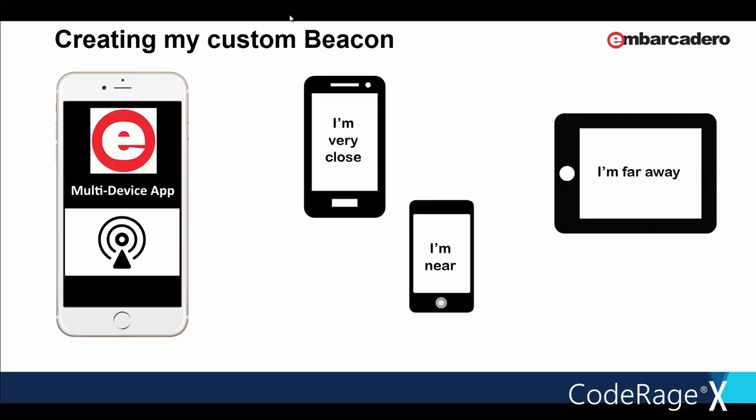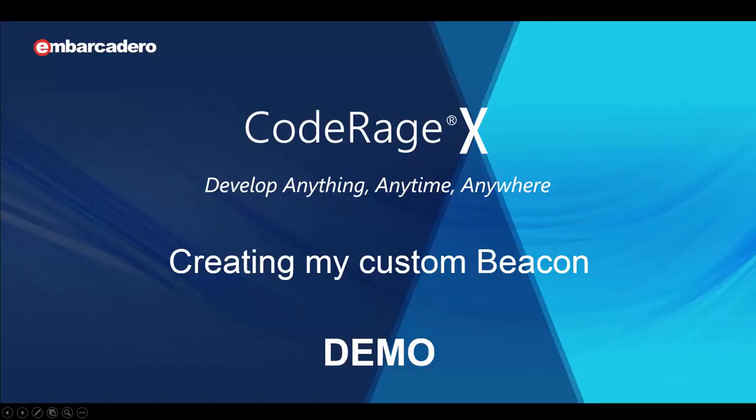In RAD Studio XE8 we introduced the beacon component, enabling applications to scan and monitor beacon information and calculate the distance to these devices. Now for Seattle, we have developed a new component, the beacon device, that allows us to turn our devices into beacons that advertise custom proximity data. Let's see how the beacon device works in our last demo.